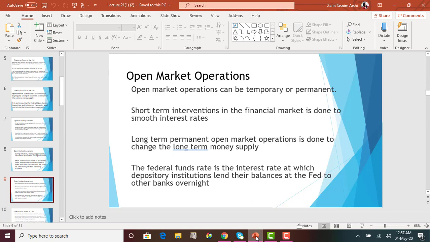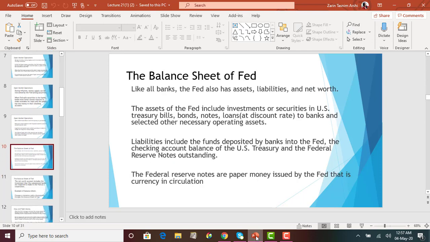So those are the major tools, and I hope it clarifies what I'm trying to say. The reserve requirement, the discount rate, and the open market operations. These are the three major tools used to control the money supply.